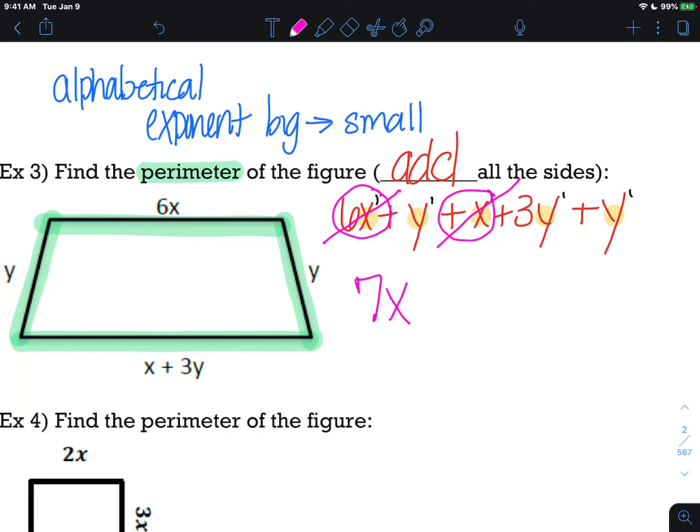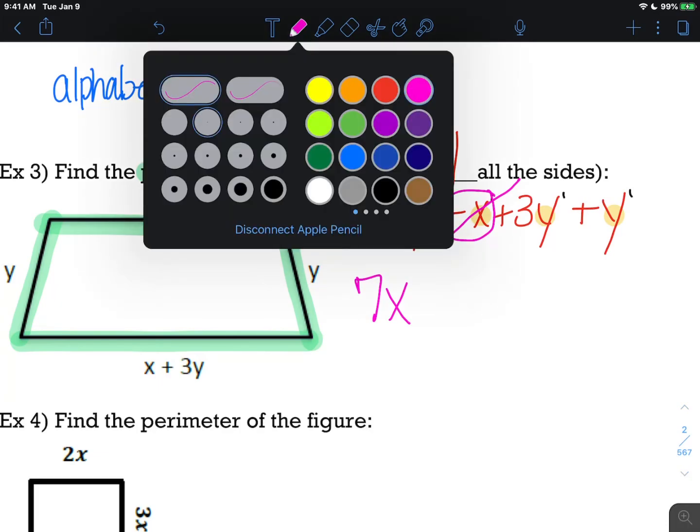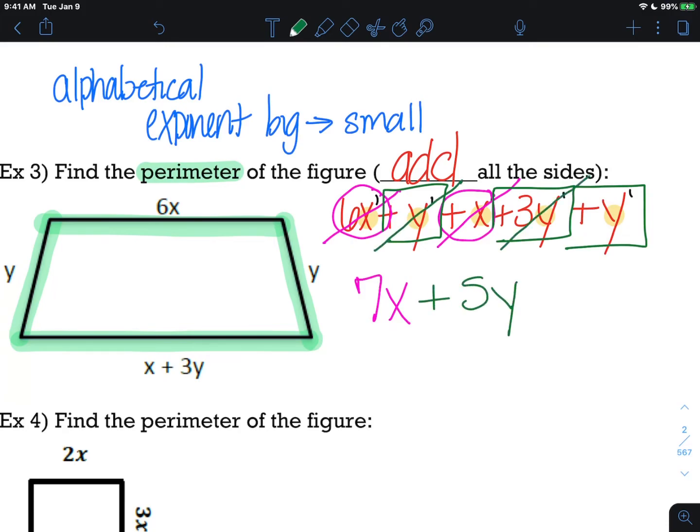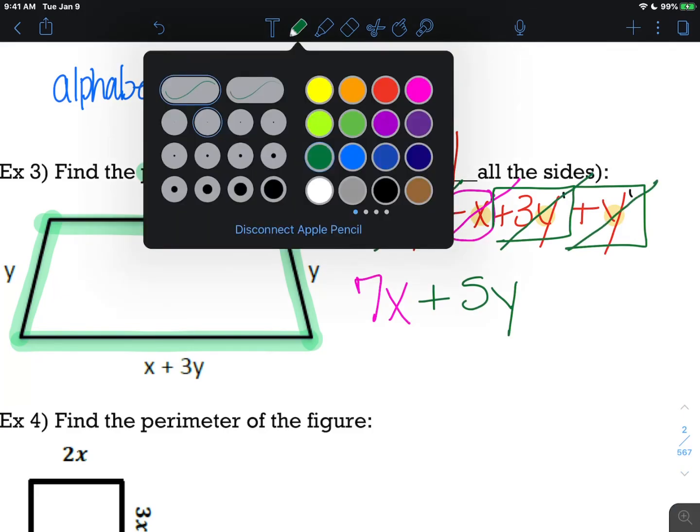Next letter is going to be y. So I'm going to do a different shape, and I'm going to go ahead and color code this as green just to make it a little bit easier to see. Positive y, positive 3y, positive y. So 1 plus 3 plus 1, 5y. Let me cross those off, and it looks like I'm done. This is my final answer.